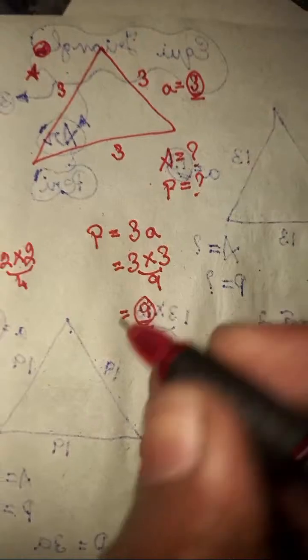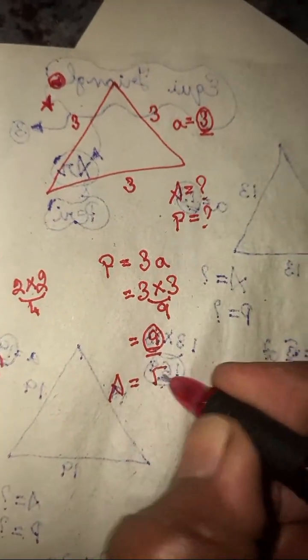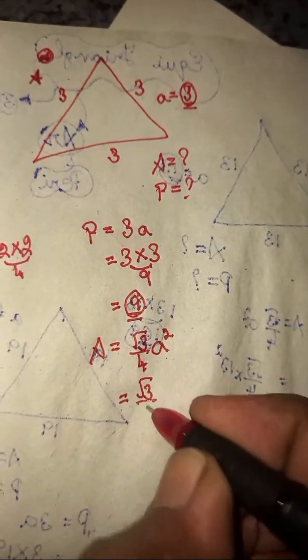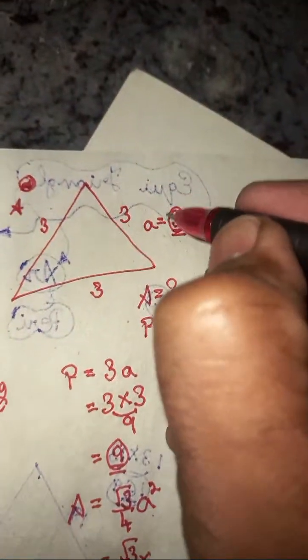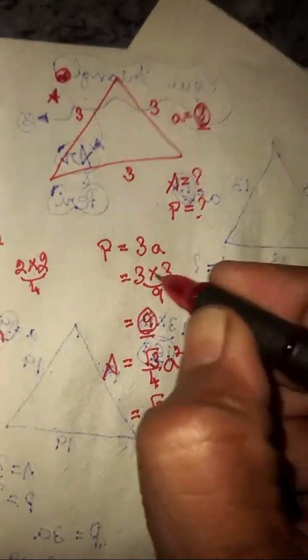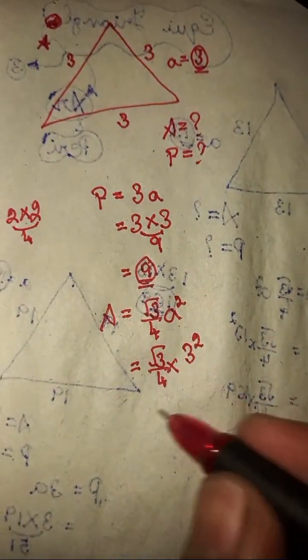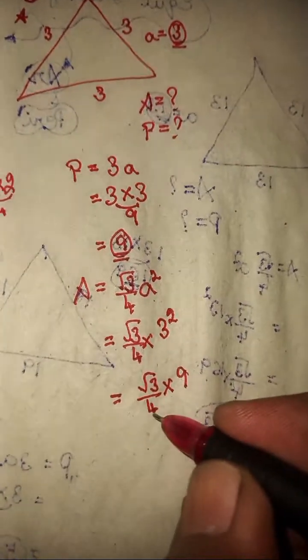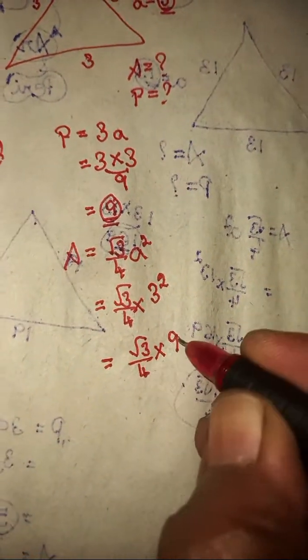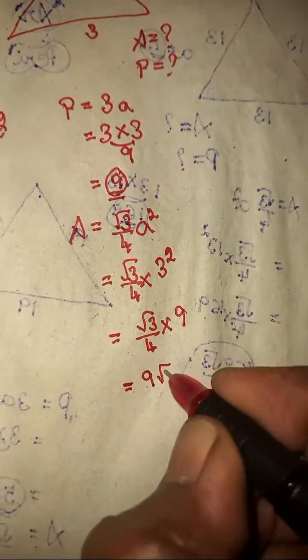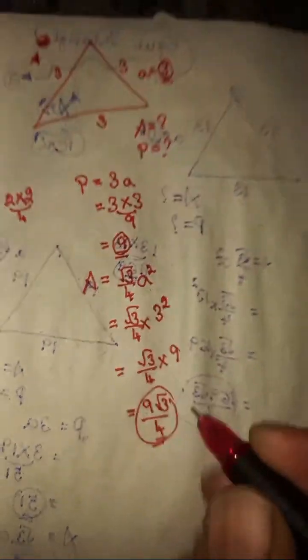Here area you can write as root 3 by 4 a square. That means root 3 by 4 times the side length square. Side length square means 3 square. 3 times 3 is 9. So it is root 3 by 4 times 9. You cannot divide 4 into 9, so write 9 in front and root 3 afterwards. 9 root 3 by 4 square units.